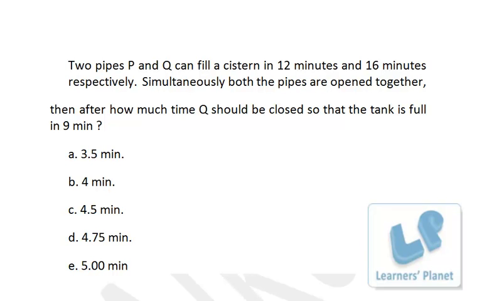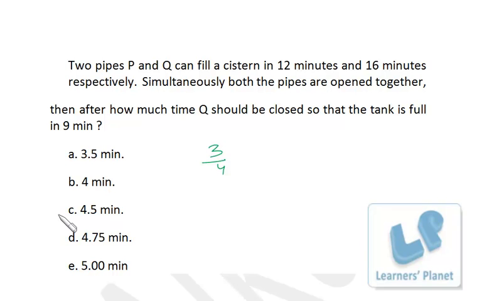We have to close the tap Q. That means tap P is working for the full 9 minutes, and the capacity of tap P is 12 minutes. That means in 12 minutes it can fill up the tank completely on its own. That means in 9 minutes it can alone fill 9 by 12, that is 3/4 of the tank.